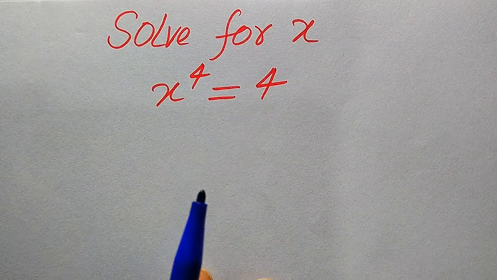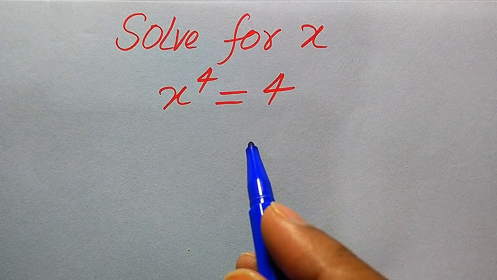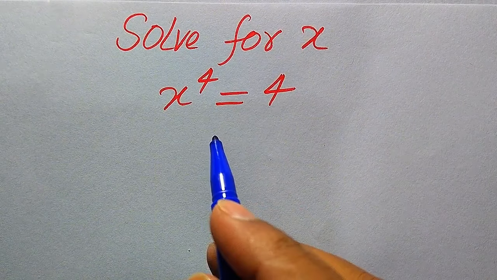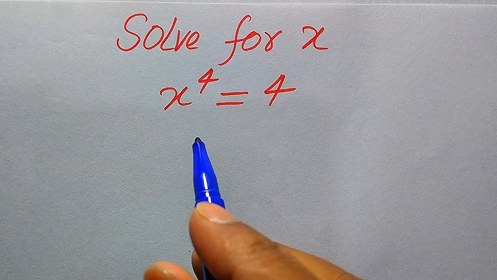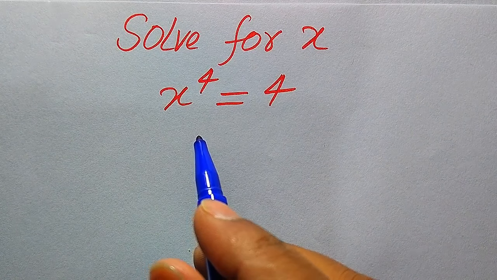So here we have x to the power of 4 equals 4, and we solve this problem for all the values of x. Here you see that this is a fourth order equation. It means that this equation has 4 roots. So in this question we need to find all 4 roots of this equation.